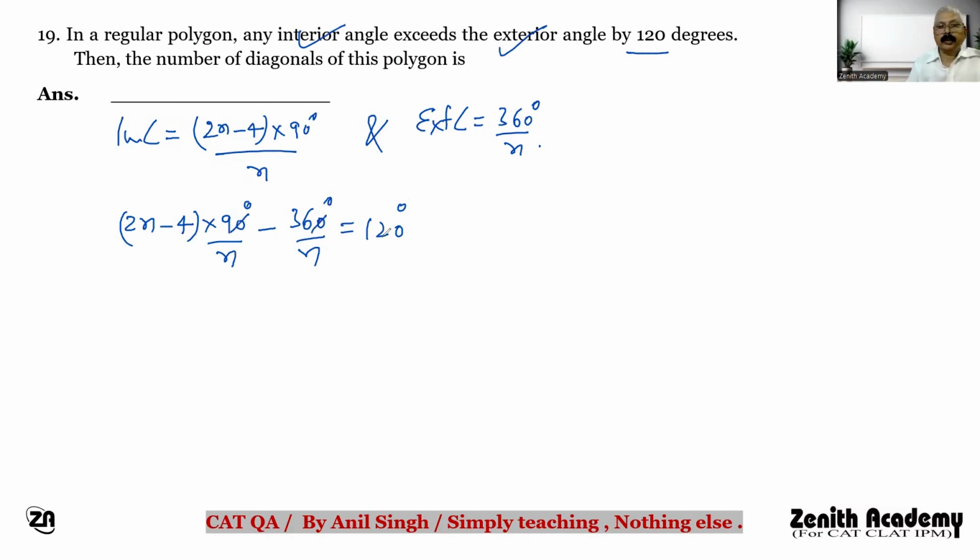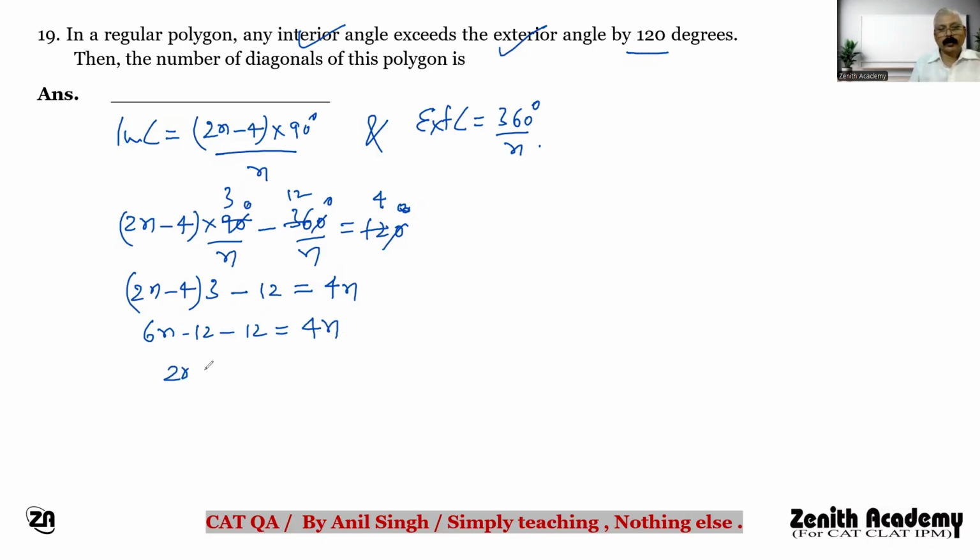So this cancels, and then 3 is that is 12, and this is 4. So finally it is 2n minus 4 into 3 minus 12 is equal to 4n. So this is 6n minus 12 minus 12 is equal to 4n. 6n minus 4n, 2n is equal to 24. N is 12. And now the number of diagonals in the polygon. So polygon is of 12 sides.